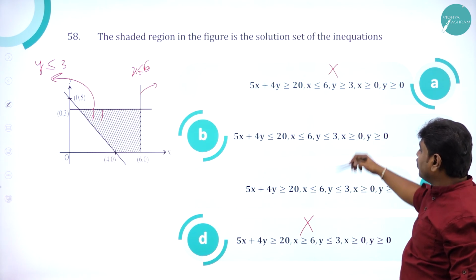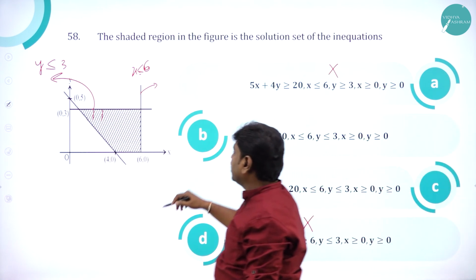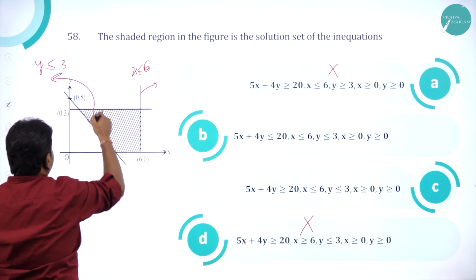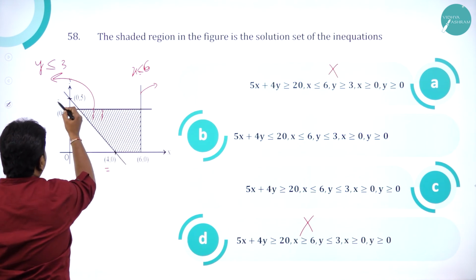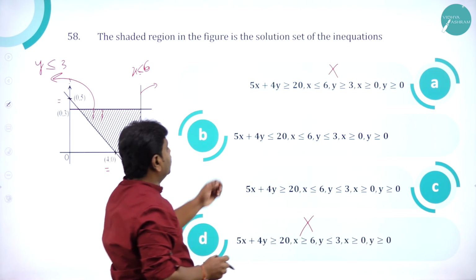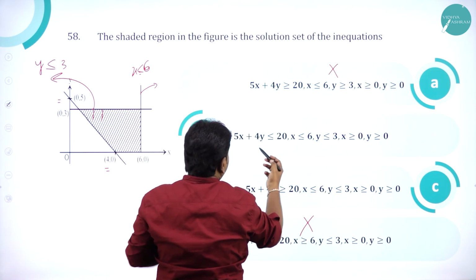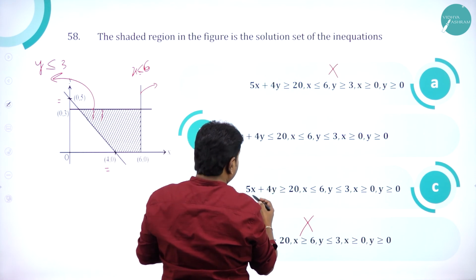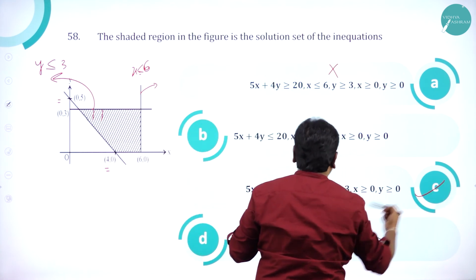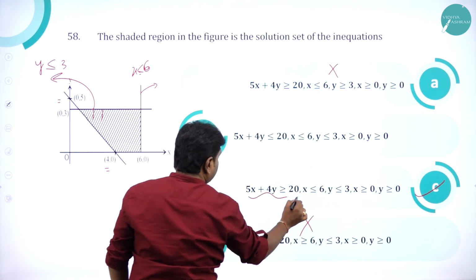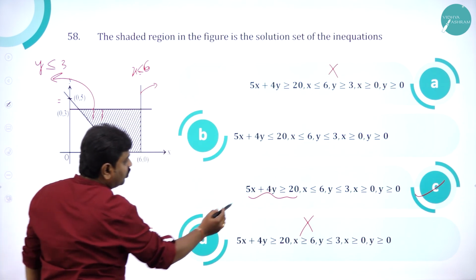So the answer may be any one of these. So further I have to do this. So this line, 4x plus 5y greater than is there. So here less than is there, ruled out. So greater than is there. This is the answer. If you draw this line, put x is equal to 0, y will become 5.